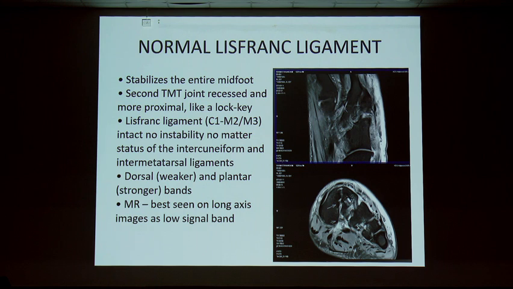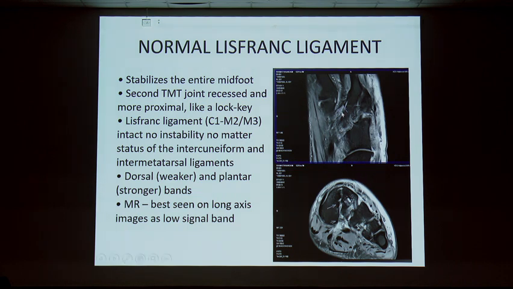Then the Lisfranc ligament. What is this Lisfranc ligament? The Lisfranc ligament is the main stabilizer of the entire midfoot. We have to see, between the medial cuneiform and the second metatarsal, what we are seeing is the ligament. You can say the typical Lisfranc ligament is there.